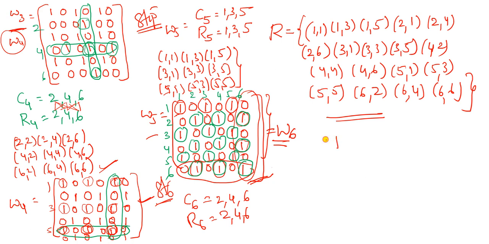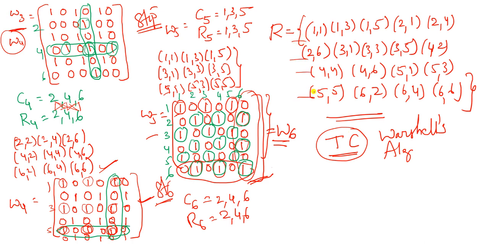Like this we need to find the transitive closure by using Warshall's algorithm. Okay, you see how simple it is. Clear? So these are all the elements we have in the transitive closure. After finding all the steps W1, W2, W3, W4, W5, W6, we got these elements in the relation. This is our new matrix. Like this, we need to find the transitive closure.